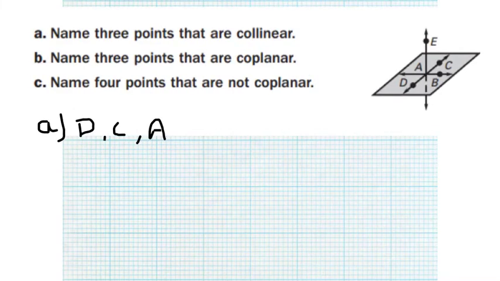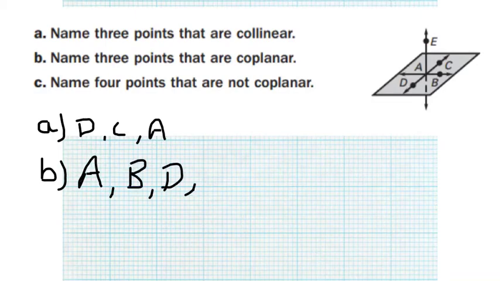For question B, 3 points that are coplanar, really anything but E. E is kind of outside. It's kind of hard to see what this is actually representing. If you're struggling picturing what this looks like, I can show you a physical example in class tomorrow. But really any combination of points A, point B, D, and C. Obviously they only asked for 3, but as long as you have any of those except E, you're fine.